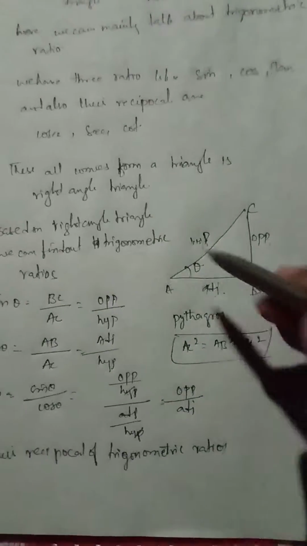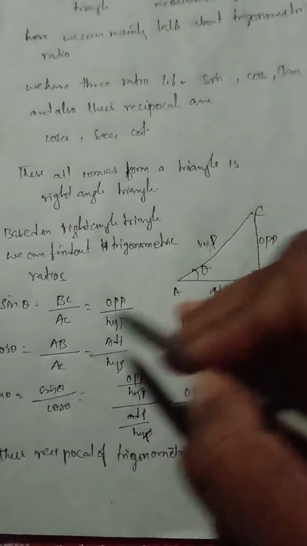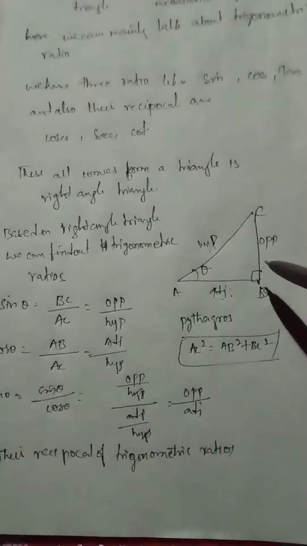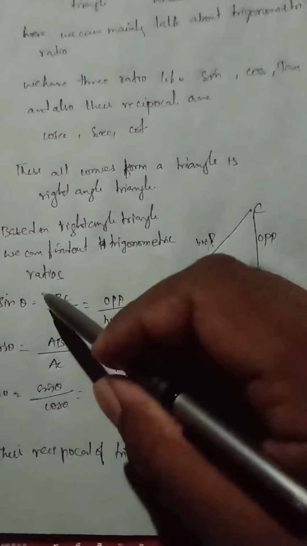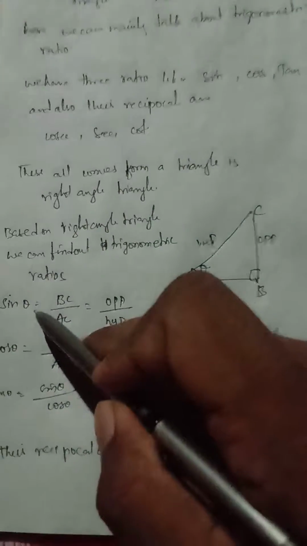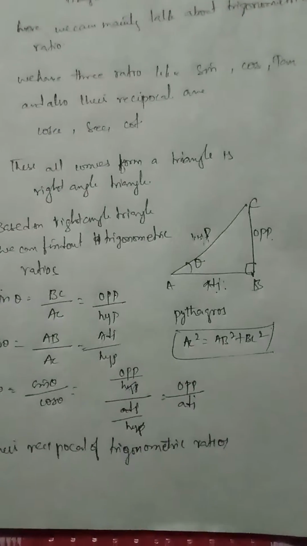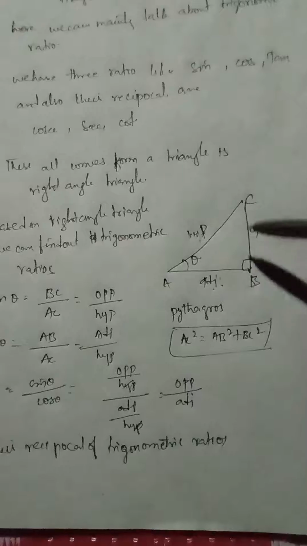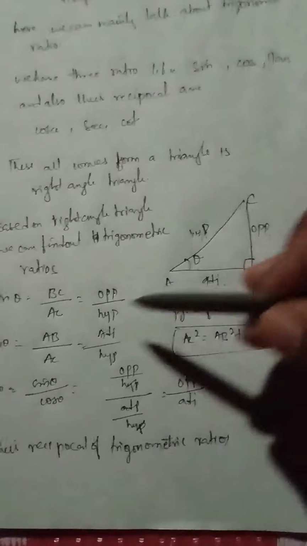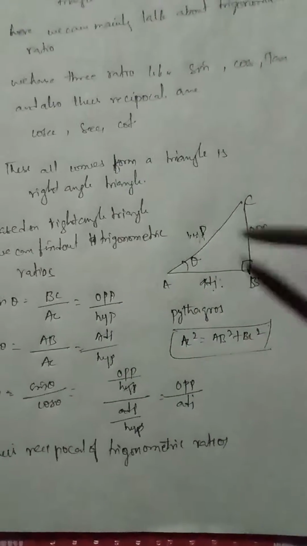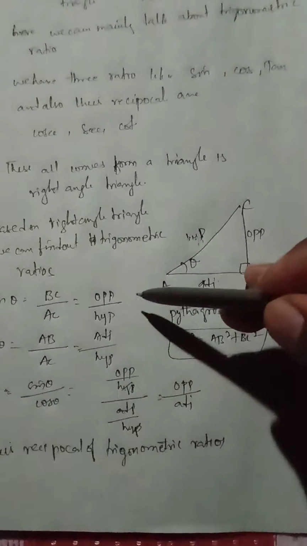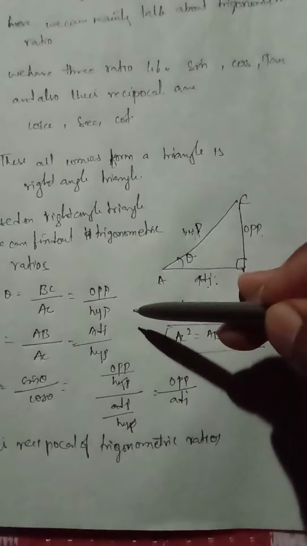Okay, let us find these trigonometric ratios by using this right angle triangle. First, sin theta. What is sin theta? BC by AC. What is BC here? The opposite side. And what is AC? The hypotenuse. Now sin theta equals opposite side by hypotenuse.